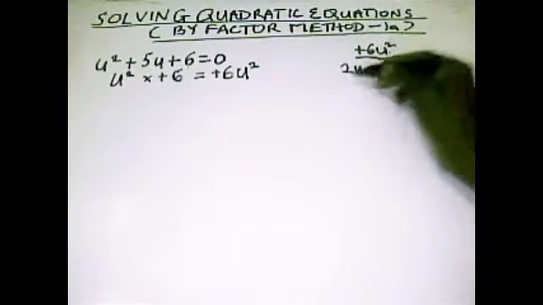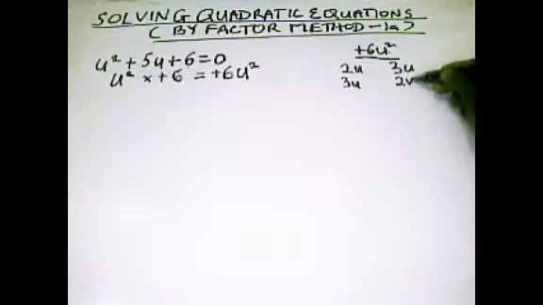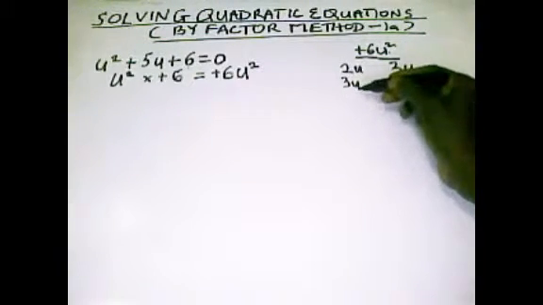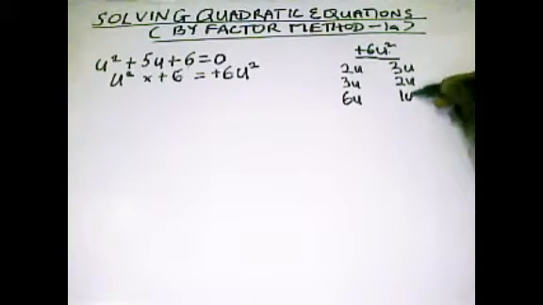Now let's see if there are other factors. 3 can go: 3 into 6 will give us 2. 4 cannot go, 5 cannot go, but 6 can go. 6 into 6 is what? 1. So there you have it. These are all the factors of 6u squared.